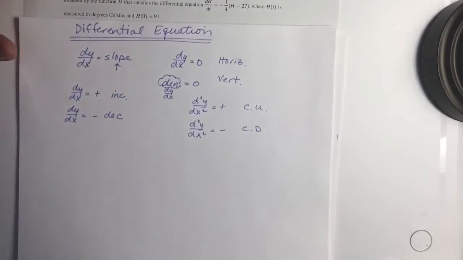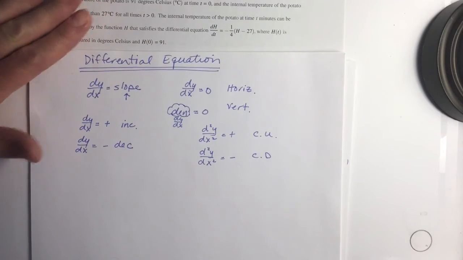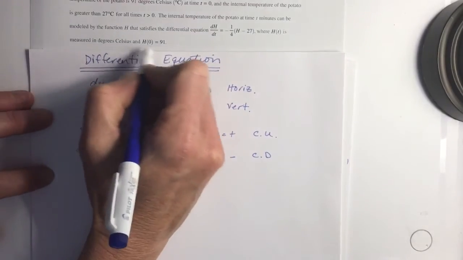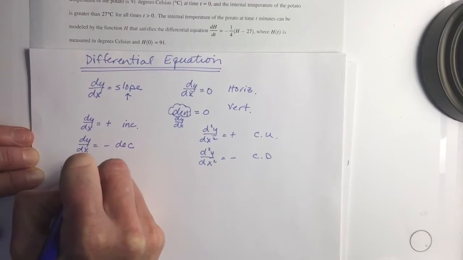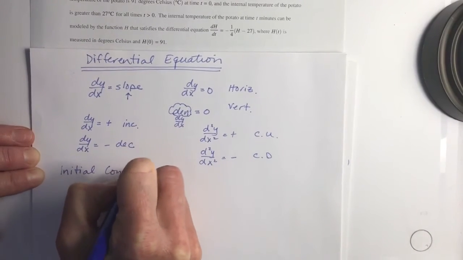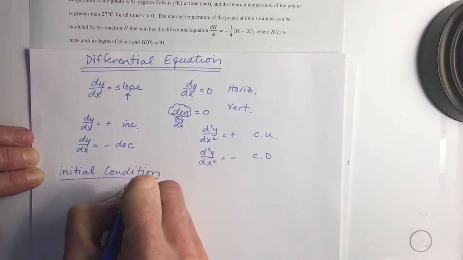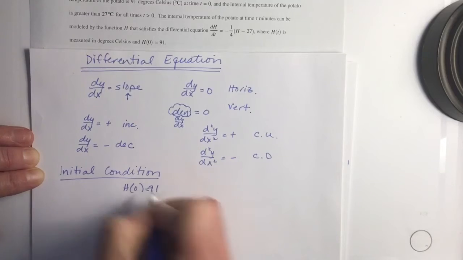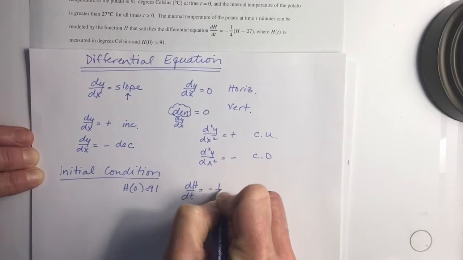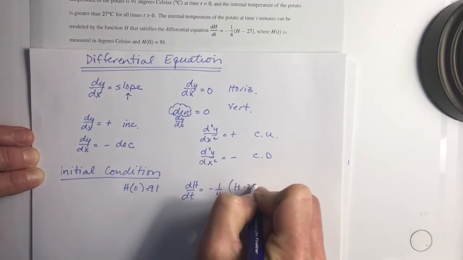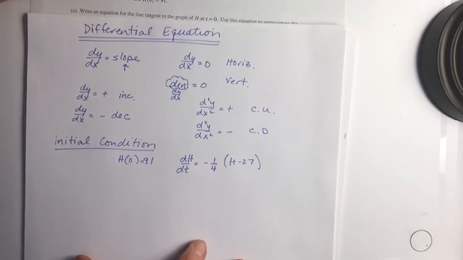So what information are they giving us with this? You're absolutely right. That is our point, or our initial condition. They have to give us that starting point condition. Our initial condition is H of 0 is 91. And then our dH/dt is equal to negative 1/4 times (H minus 27). That's basically all the givens. That's all they gave us. Now they're going to ask us a question.